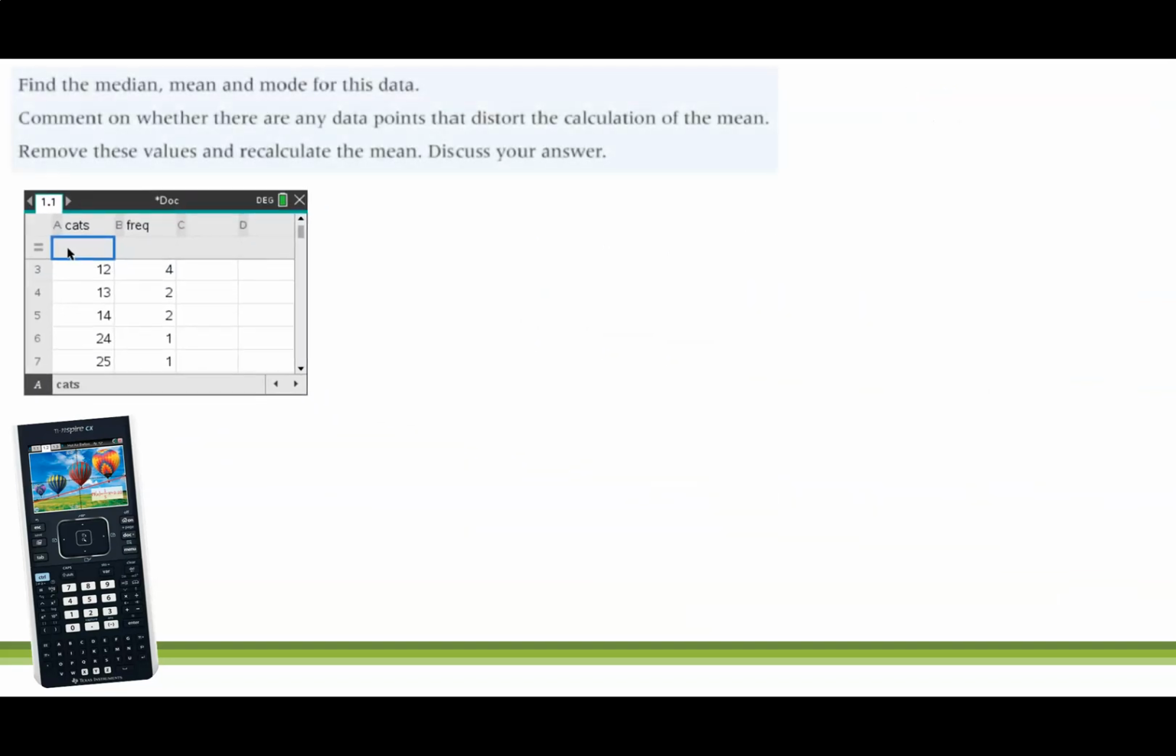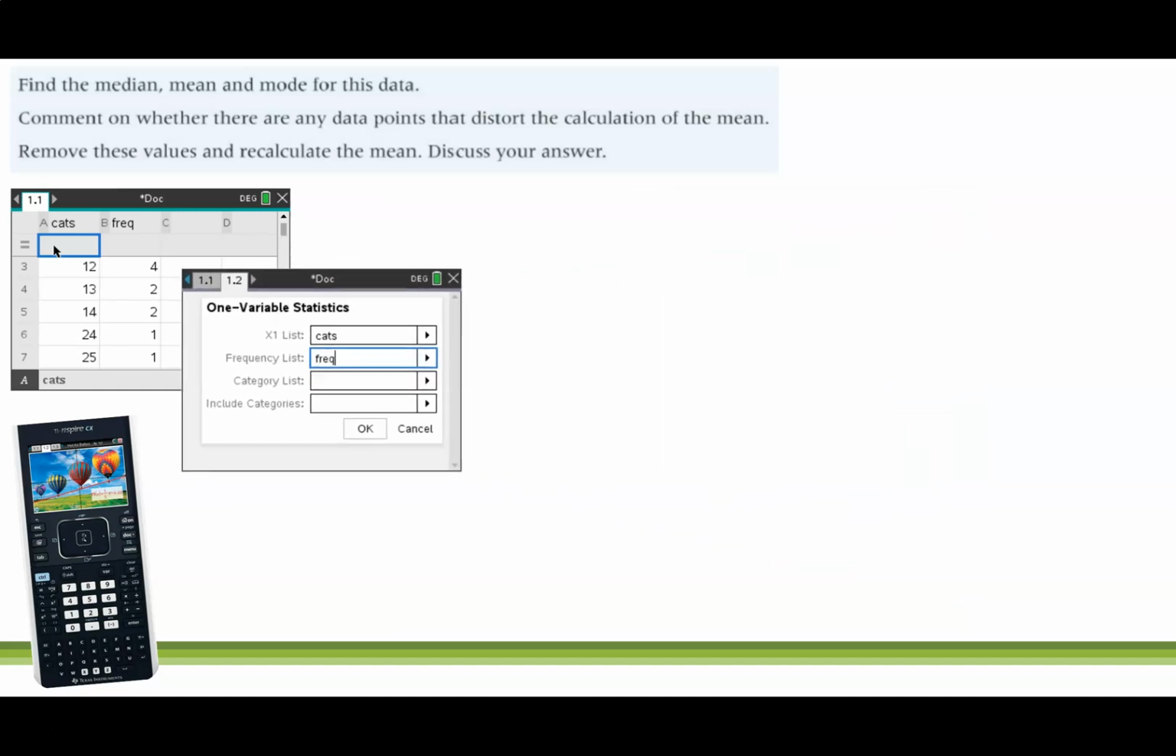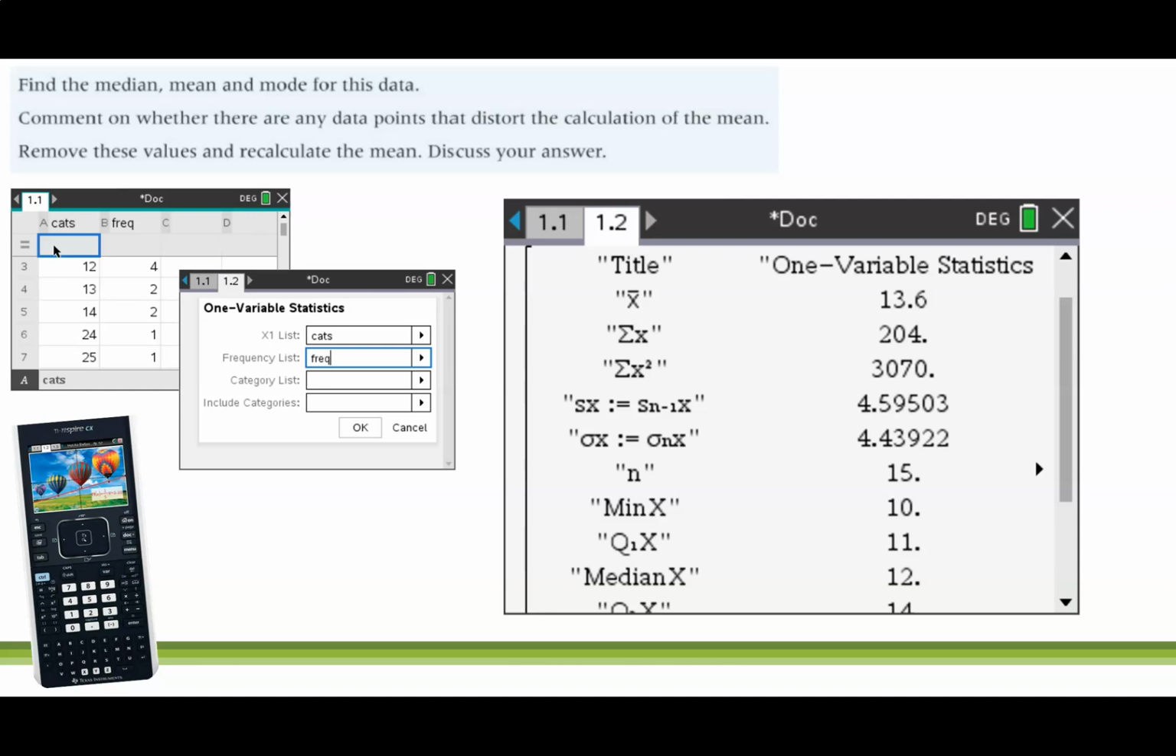And I go back and make a new calculator screen, go to the one variable statistics. Don't forget, now you've got a frequency list, so go back and enter in the names of the columns, cats and the frequency, there you go. And then we're going to see our statistical analysis for one variable, or univariate data. You can see that the average age of the cats was 13.6. There are 15 cats overall. And there's various other things in here that we're going to discover in time. The median age of the cats was 12.